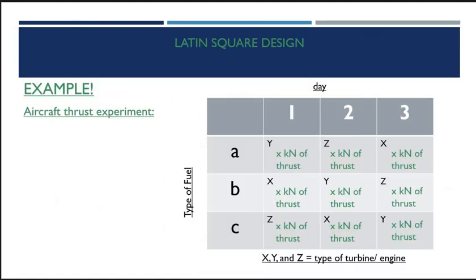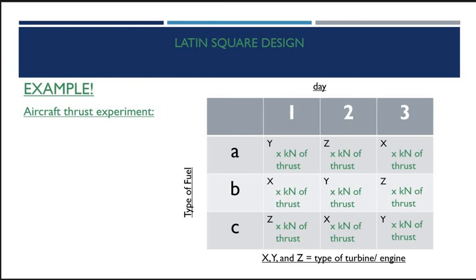In this example, we can see how the Latin square design can be used in an engineering discipline. The example takes differing fuel types and engine types and tests their thrusts over a course of 3 days. Typically, this data would then be used in an ANOVA, where more conclusions could be drawn.